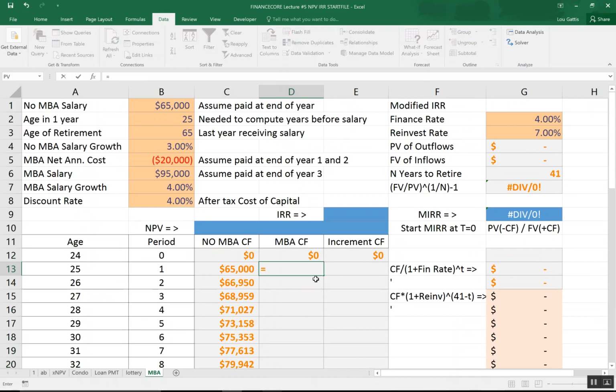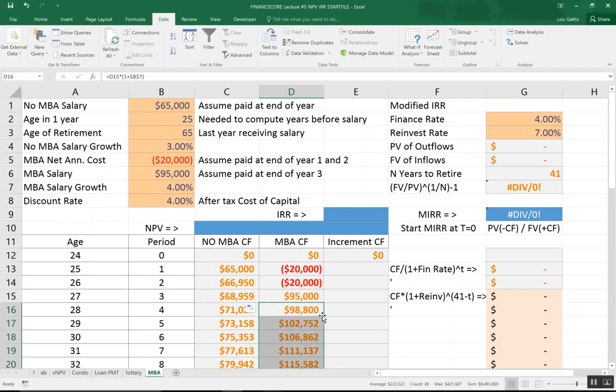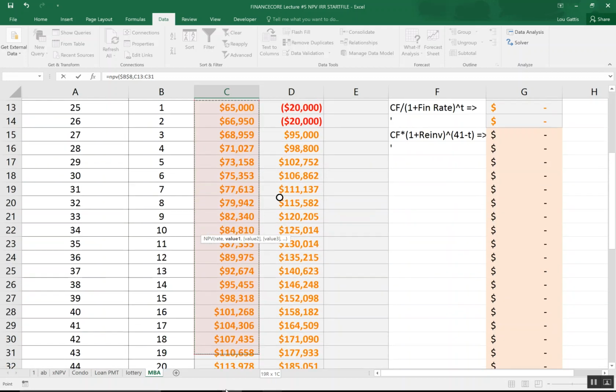Well, my first year, I'm going to pay $20,000. My second year, I'm going to pay another $20,000. But the third year, I'm going to make $95,000. And that $95,000 is going to grow at 4% every year. Okay. Now I can take the NPV of each one of these. Now I'm going to put a discount rate of 4%. I'm going to anchor that, comma. Now I'm going to take the future cash flows. There is no initial cash flow today, so I can just use the future cash flows and I'm done.